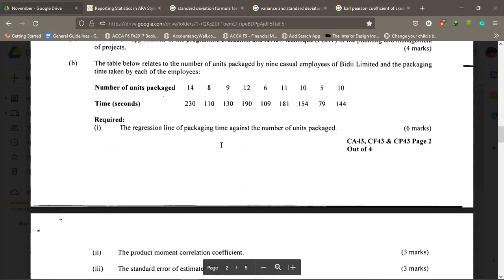When you look at this question, it is not a must that the examiner will tell you which one is X and which one is Y. It is upon you to differentiate which one depends on the other. This is very simple, because we are discussing the number of units packaged, which is our independent variable. And then the time allocated on each unit will be determining how many units we have to produce at the end of the day. Now, let us look at the solution for this question.